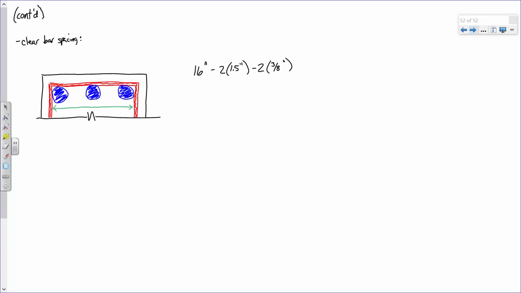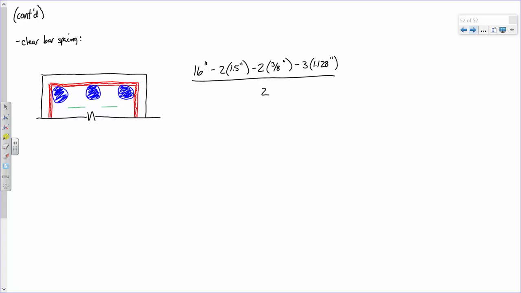Now I'm going to subtract 3 bar diameters. Would you agree that if I take that green line and subtract 3 bar diameters, it's going to look something about like this: that, that, and that? So how do I take this computation and figure out 1 clear bar spacing? What do I do to the whole thing? Divide by 2.